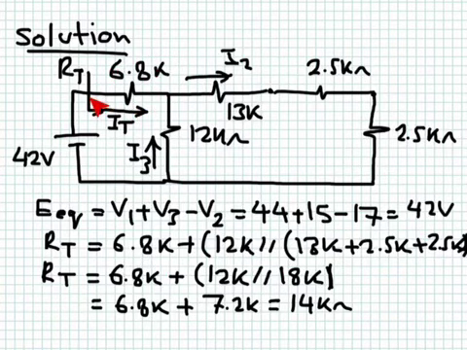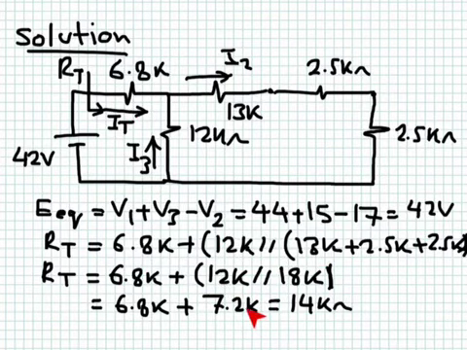It's 6.8K in series with the parallel combination of these two branches, which is 12 kilo ohm in parallel with 18 kilo ohm. And this is what I write here. This is the meaning of this expression: 6.8K in series with this combination. What is this combination? It's 12K in parallel with 13K plus 2.5K plus 2.5K. This will give me 18K. Then I have 12K in parallel with 18K. If you do this parallel combination, 12 by 18 over 12 plus 18, you get 7.2K.